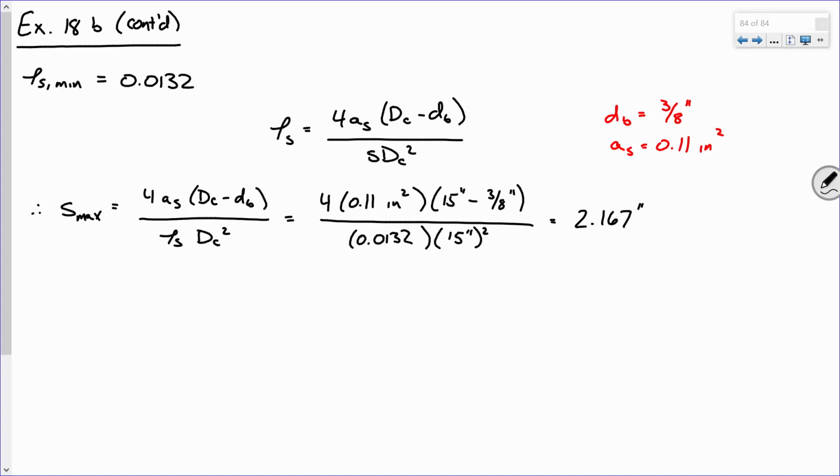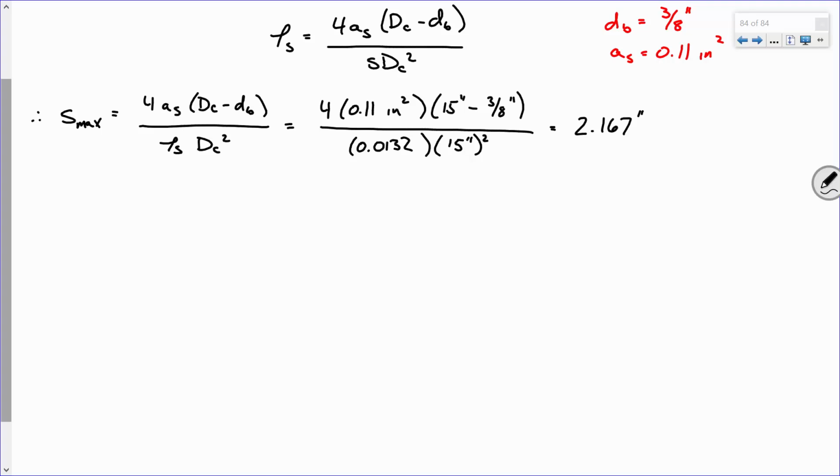So just so we're clear on what we're computing: I assumed a number 3 spiral, and based on that number 3 spiral, if I want to provide adequate spiral reinforcement, I have to use a maximum pitch of 2.167 inches. So what would be a good value for the purposes of design? 2 inches. So what's the answer?